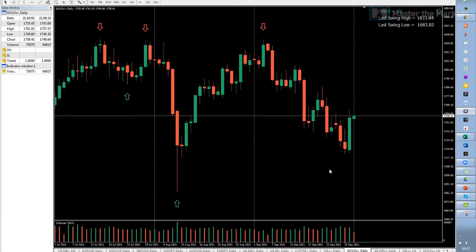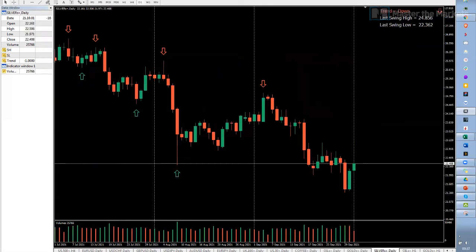Gold backed off the resistance level at around the 1833 level. Still in a bottom to top move. I'm sorry, a top to bottom move. No trade as of yet for gold. And same for silver. Still in a top to bottom move. No trade confirmed as of yet. So that's the market update.